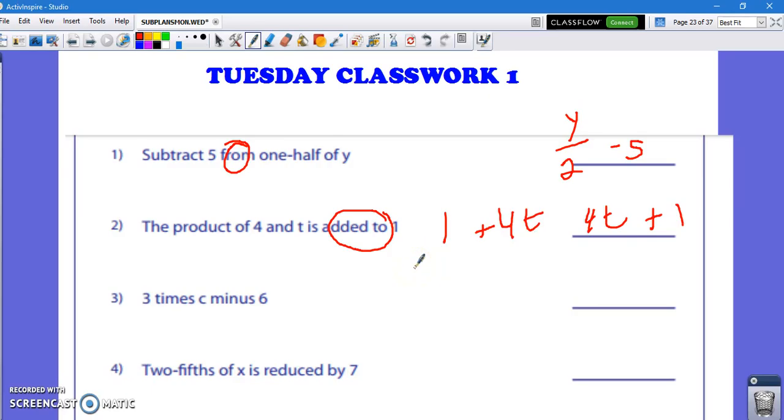Next one, you have 3 times c minus 6. So that's 3c minus 6, because as you know, times means multiply. If you had done it like this, that's okay too.